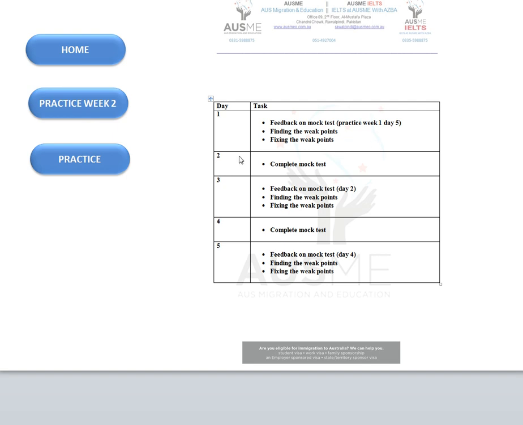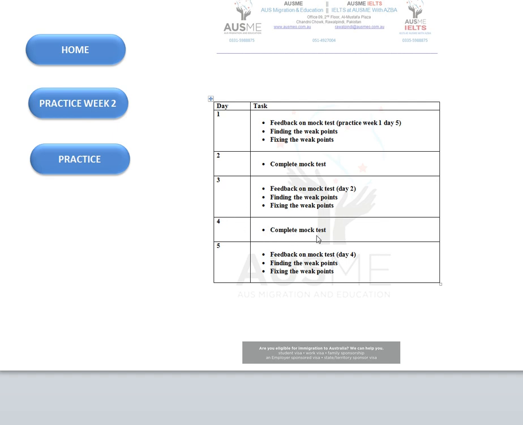For day 2, again we'll have a complete mock test, like how we had on day 5 of the last week, of practice week 1. Day 3 will be similar to day 1. First we'll look at feedback on the mock test, and then we'll see what we were lacking and try to fix all of that.